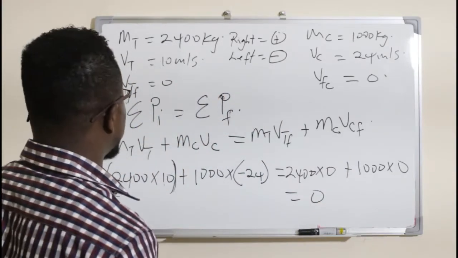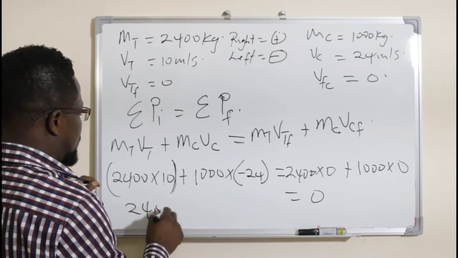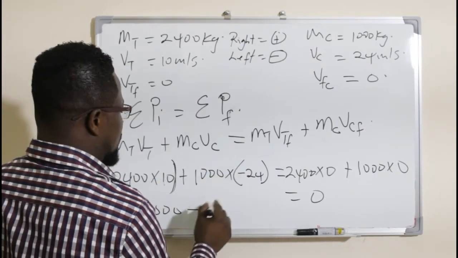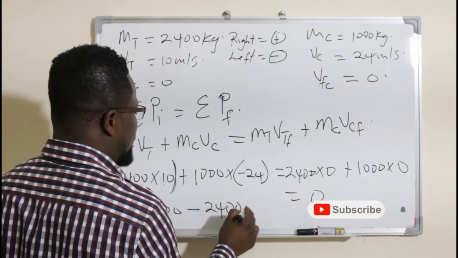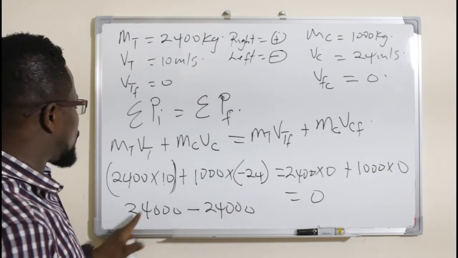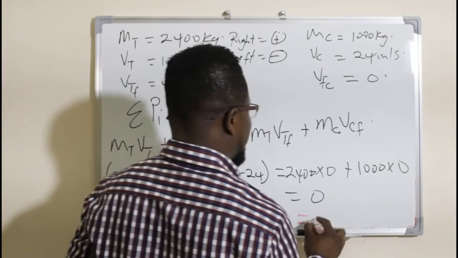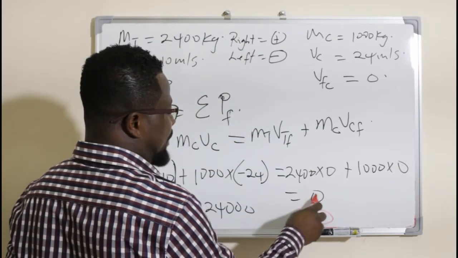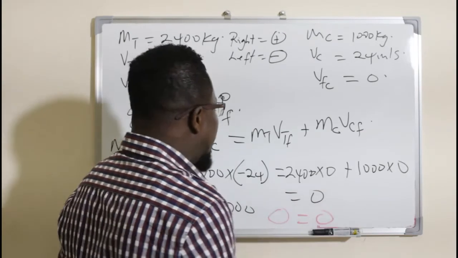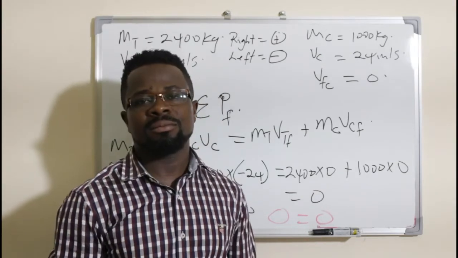Let's see if our initial momentum is going to be 0. Alright. So if we multiply this by this, we get 24,000 plus, it becomes negative, negative 24 and there are 3 zeros again, so 24,000. This is 24,000, and this is also 24,000. So 24,000 minus 24,000, what are we getting? That is going to give us 0. So we can say that the final momentum is 0 and the initial momentum is also 0. Because final momentum is 0 and initial momentum is 0, we can conclude that momentum is conserved.